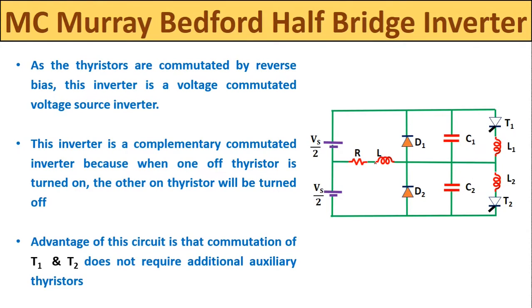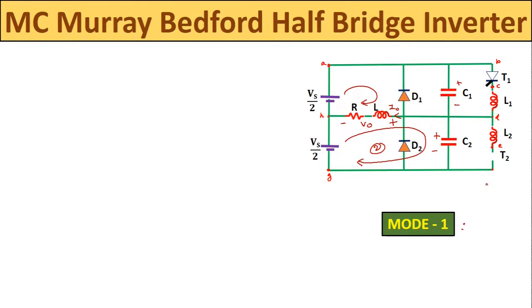The advantage of this circuit is that the commutation of T1 and T2 thyristors does not require any additional auxiliary thyristors. As we have used in the half bridge and full bridge inverter, there we used auxiliary thyristors and auxiliary diodes to turn off the main thyristor, whereas here we don't require any auxiliary thyristors. Now let us understand the working of this Bedford half bridge inverter circuit.